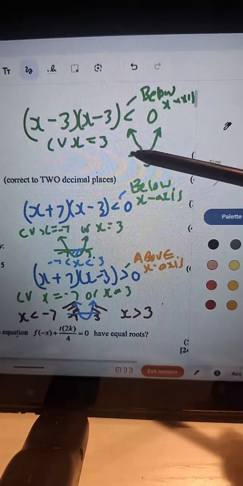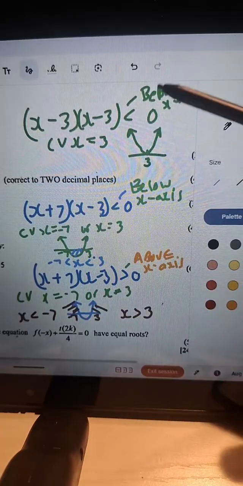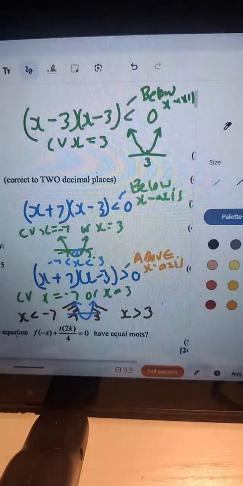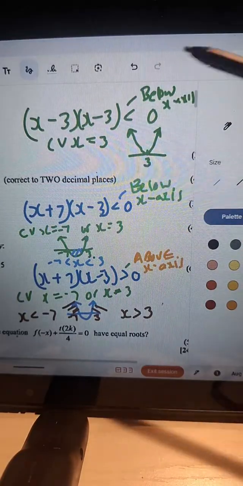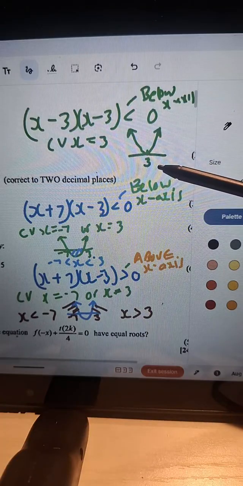Can anyone tell me, is this function found anywhere below the x-axis? Because remember, less than 0 means below the x-axis. Do you see it below the x-axis? No. So what do we say then as our final answer? Because after the critical value, this is the correct graphical representation.